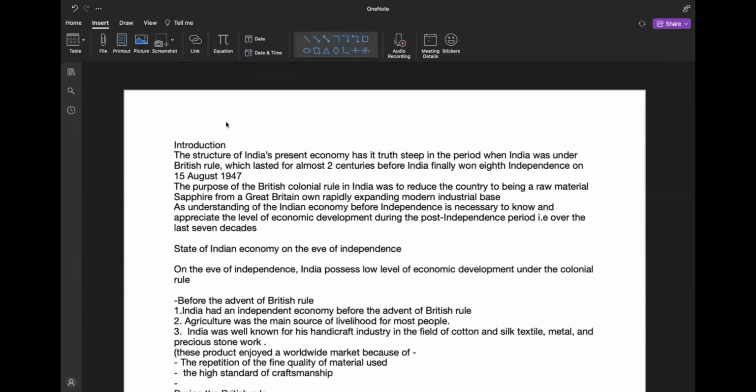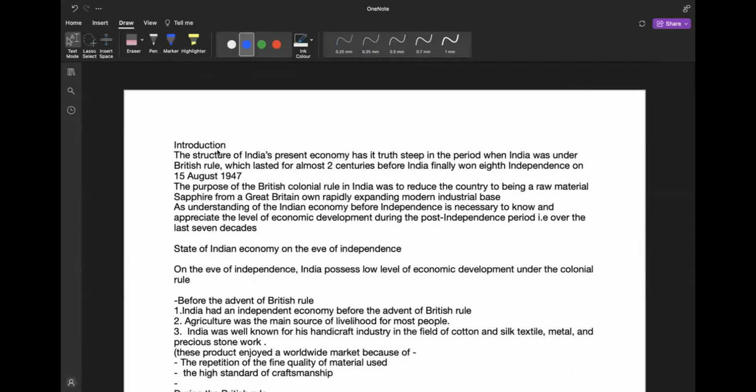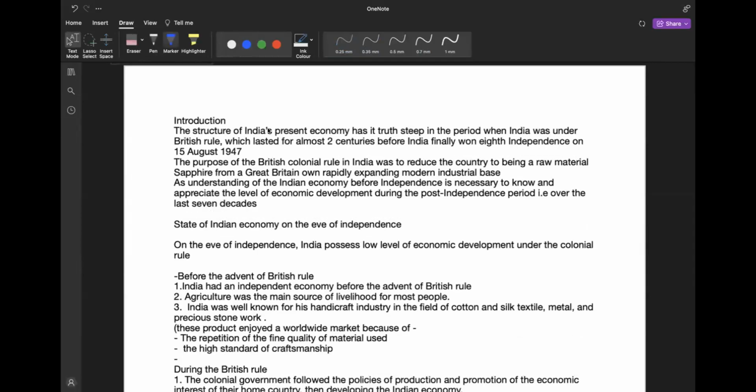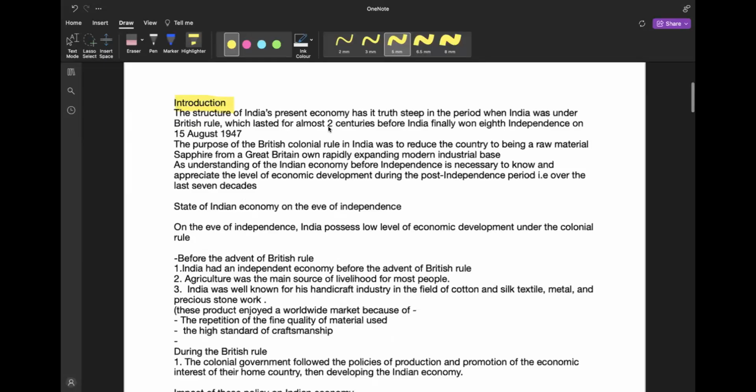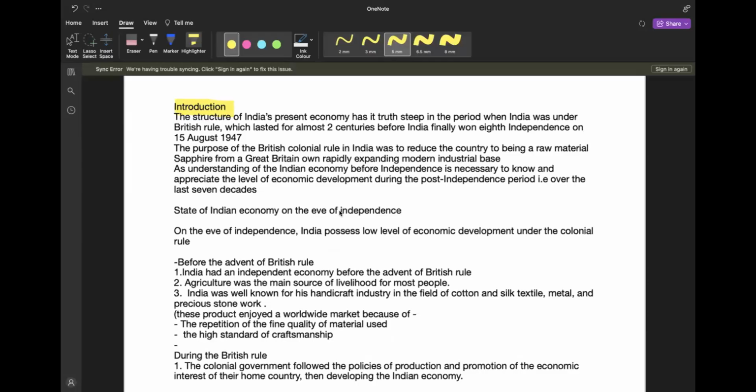So first of all, this chapter is introduction. You people can switch on your cameras. Over here, the structure of India's present economy has its roots in the period when India was under British rule. You should know that earlier India was under the control of Britishers, right? This chapter we will do in detail also, but today just giving you a recap. Just keep these notes with you. India was under the control of Britishers, and on 15 August 1947, India got independence.